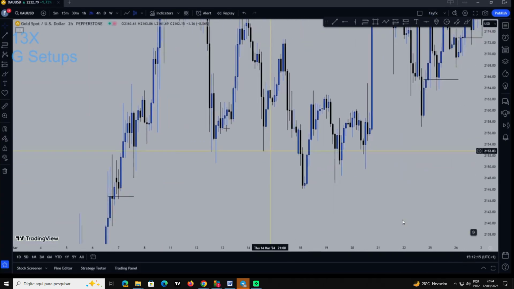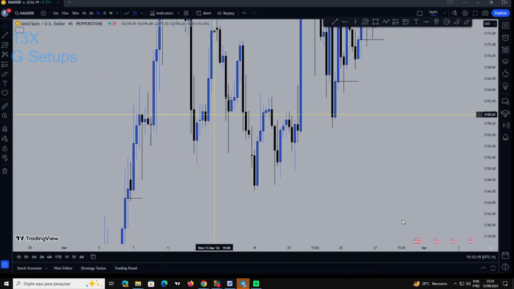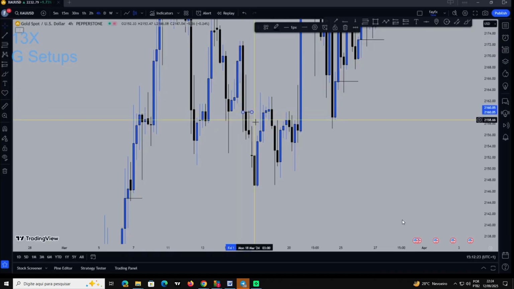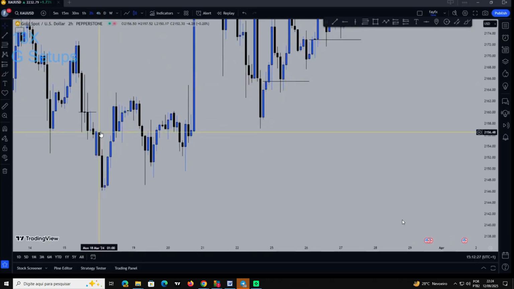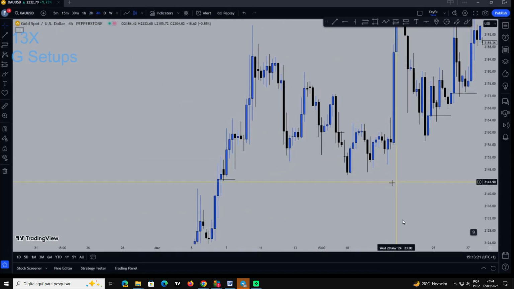Let's see another example. Let's see what happened here. We have a gap on H4. When we go to H1, H2, we got a gap CC. Yes. Let's find another example.